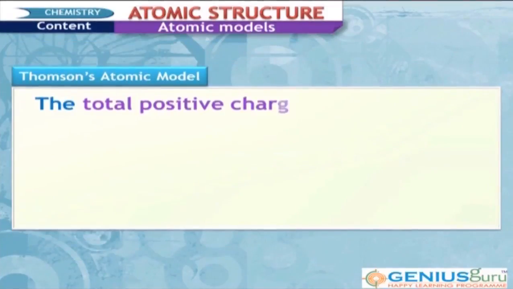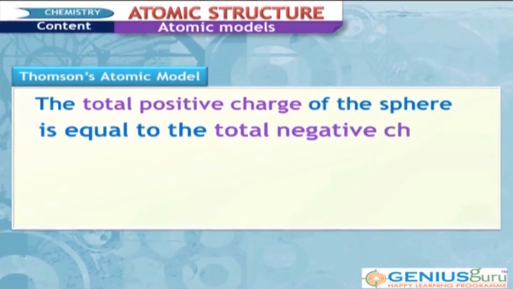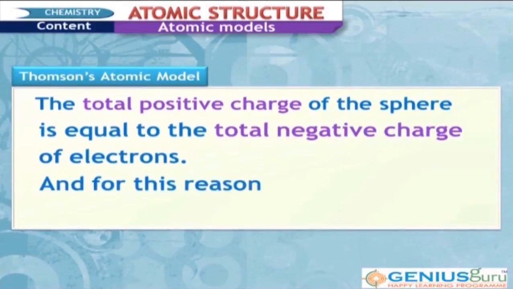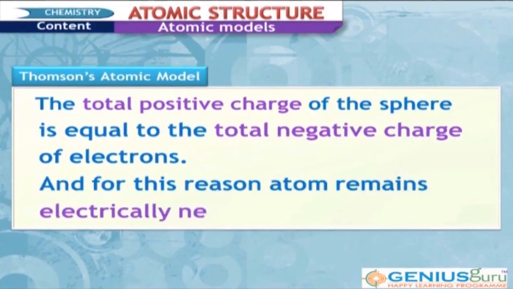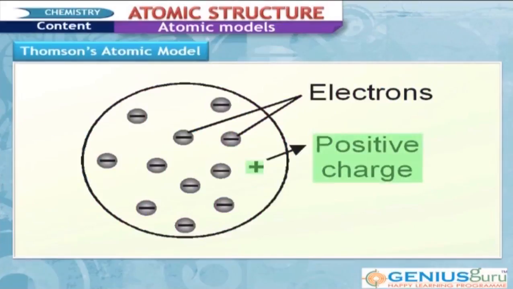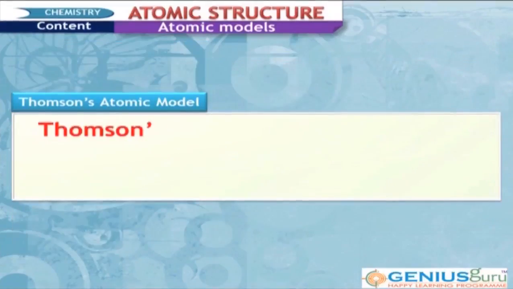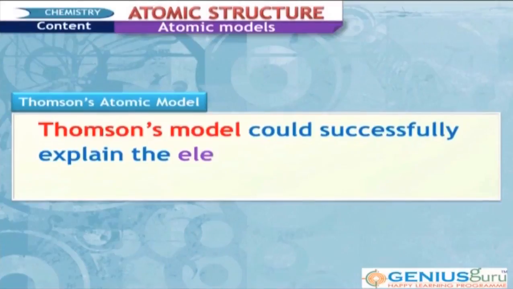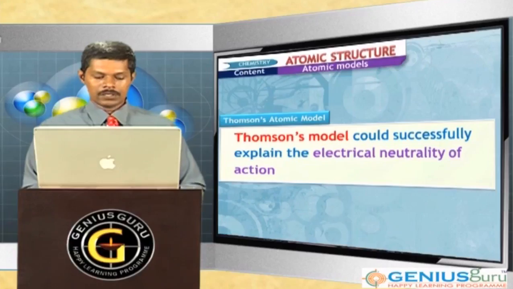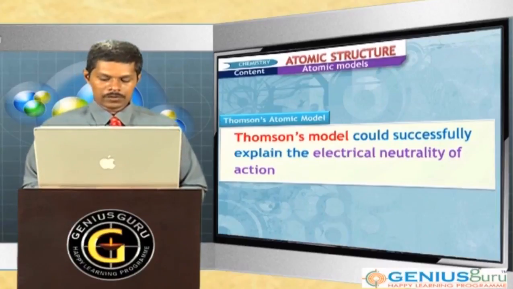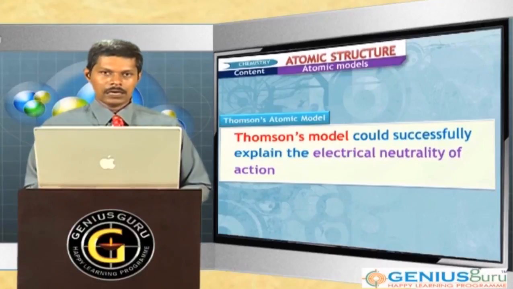The total positive charge of the sphere is equal to the total negative charge of the electrons, and for this reason the atom remains electrically neutral. So here this is the positive charge. The negative charges are treated as the electrons, and these are inside this. For this reason the atom remains neutral. The Thomson model could successfully explain the electrical neutrality of the atom. We have discussed this previously. But it suffers from limitations.